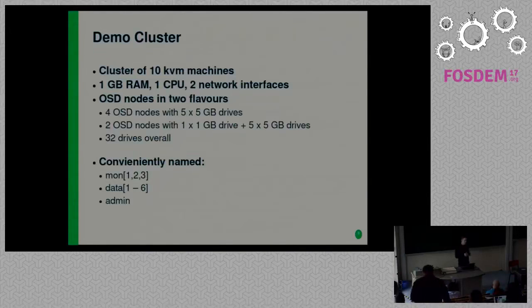4 of them have, no, actually all of them have 5 gigabyte drives, if such a thing would even exist. And 2 OSDs have an extra 1 gigabyte drive. So we have 32 drives overall, means we can at most deploy 32 OSDs. They're fairly conveniently named, as you can see. So we have Mon 1, 2, 3 and data 1 through 6. I just chose it that way because it'll be easier for the presentation.